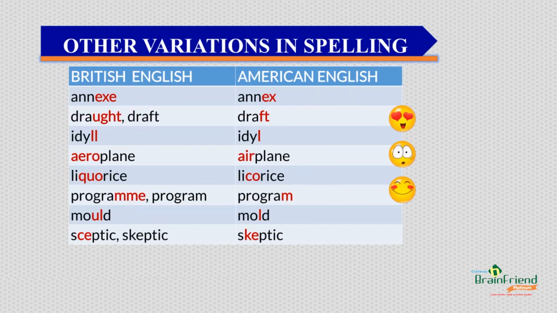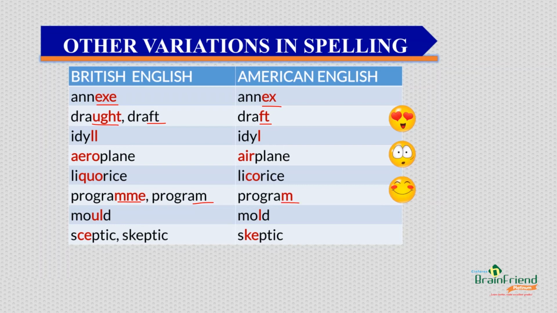Let's take a look at some other variations in spelling. For the British English, the spelling of annex ends with EXE, while that of America ends with EX. The spelling of draft for the British English ends with UGHT or also FT, while for the American English it ends with FT. Also, we have the word program. For the British English, it is spelled with a double M and an E, or just ending with an M, while the American English also ends with an M.